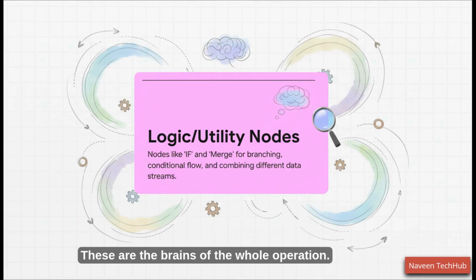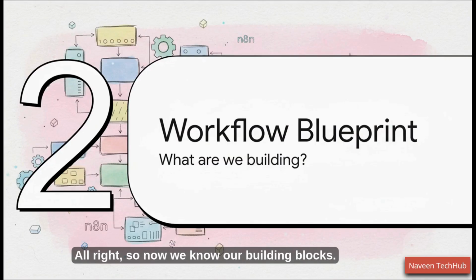And finally, the logic and utility nodes. These are the brains of the whole operation. Now, unlike action nodes, they don't talk to other apps. Nope. Their job is to manage the data inside the workflow. They let you build complex data flows, create branching paths with if statements, and basically reshape your data however you need it.